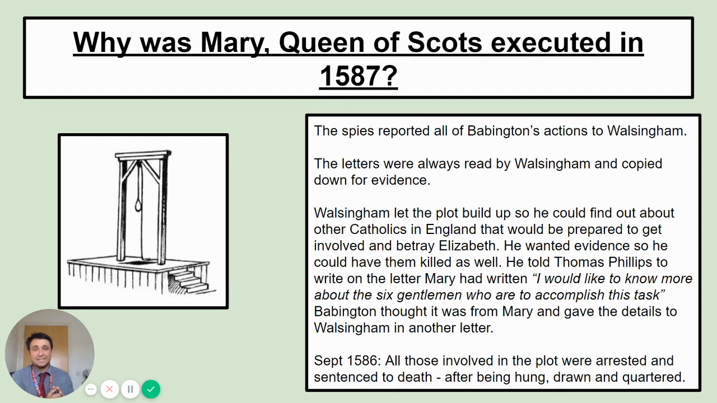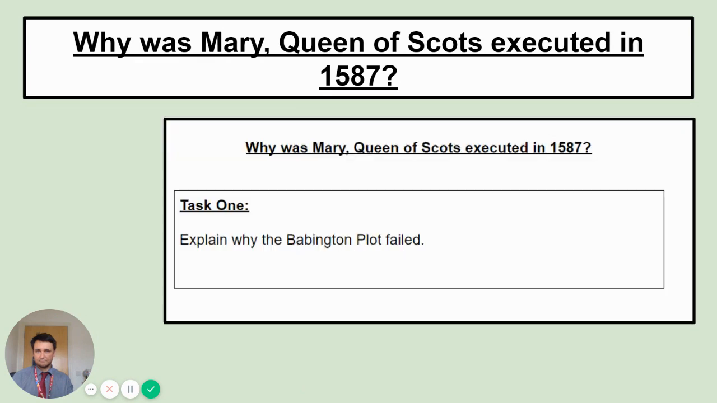September 1586. Everyone who was involved in the plot was arrested and sentenced to death, to be hung, drawn and quartered. If you remember, this was where you were hung until you were nearly dead. Then you were cut down in front of an audience and you were cut open whilst you were still alive. And then your body parts were cut off. So you had your legs and your arms and your head. They would be put on spikes and they'd be on display to show people what would happen if you were a traitor to the monarch. That happened to the plotters, but not to Mary, Queen of Scots.